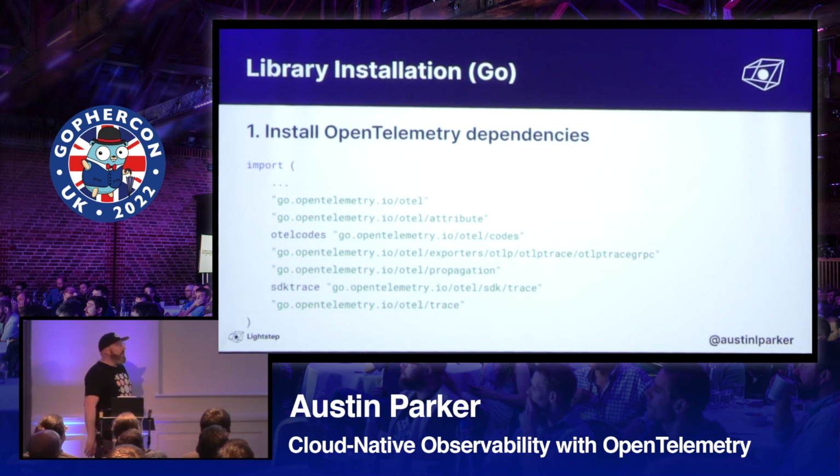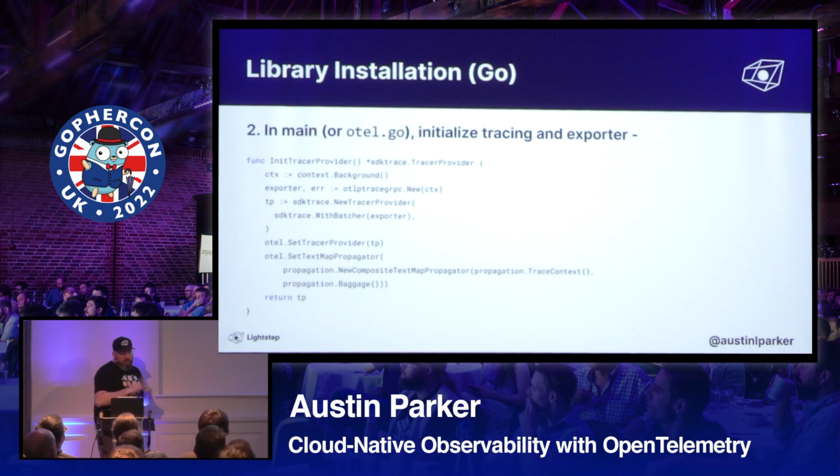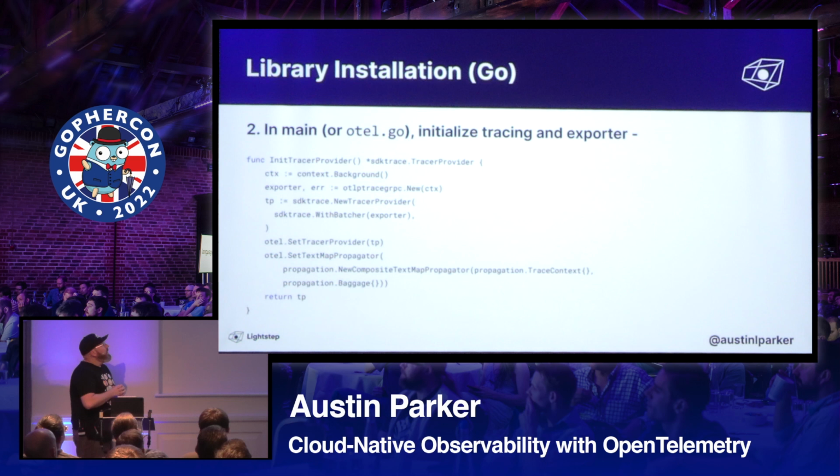For Go, again, a little more boilerplate. You need to put in a bunch of dependencies. Everything is in the go.opentelemetry.io namespace. And then you need to initialize tracing and export. This is the bare minimum. There are two ways to do this, and I'll show you when we go into code in a minute. I actually highly recommend not doing it this way.